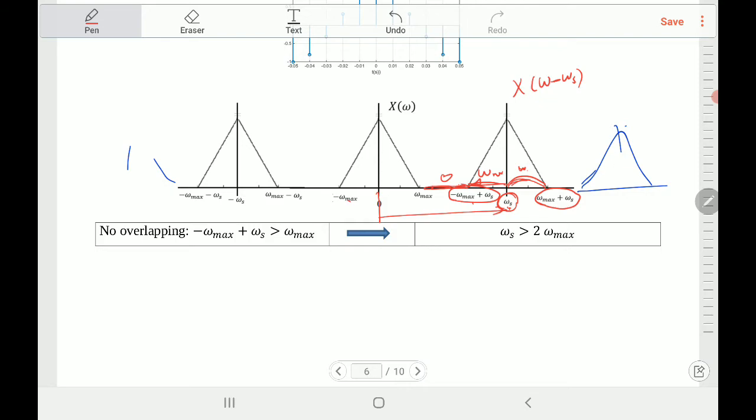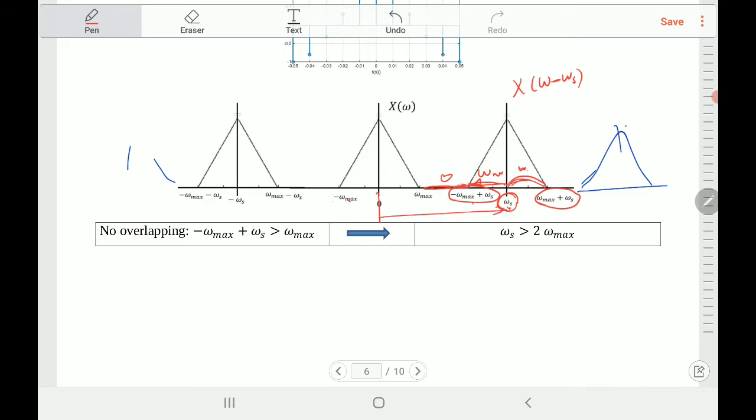What does it mean? There is no overlap. Is it good or bad? It's good. Why? Because if you don't have overlap, every spectrum will be independent of the other spectrum, so no overlapping. You will not mess up the spectrums. You will not create any other frequencies except what you have in your signal. Let me give you a sample.